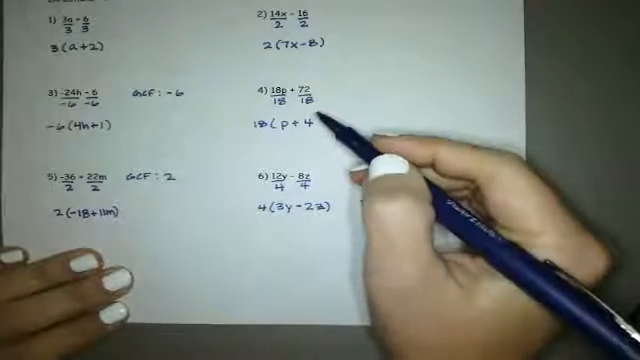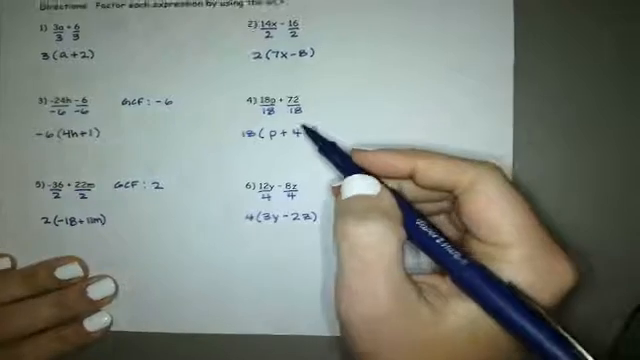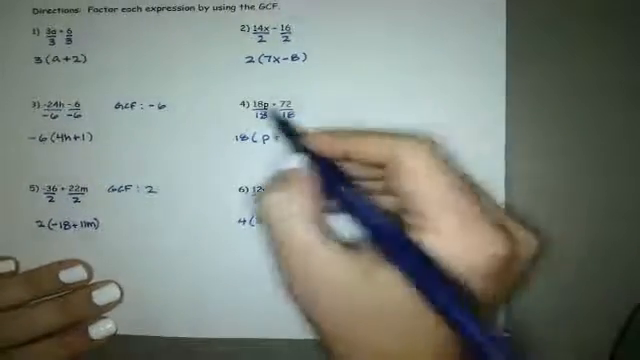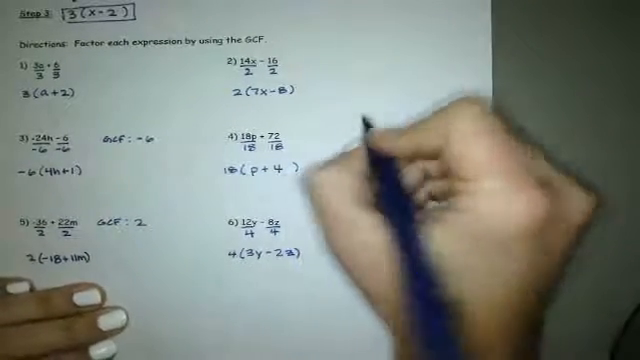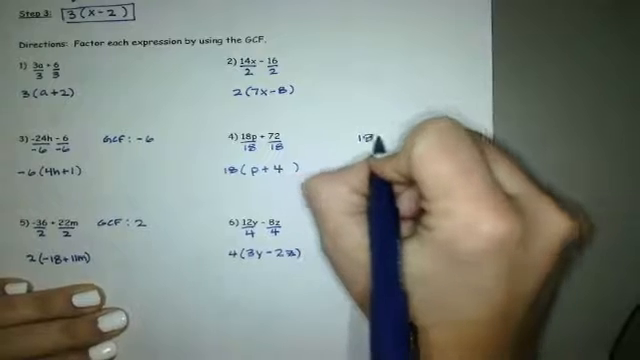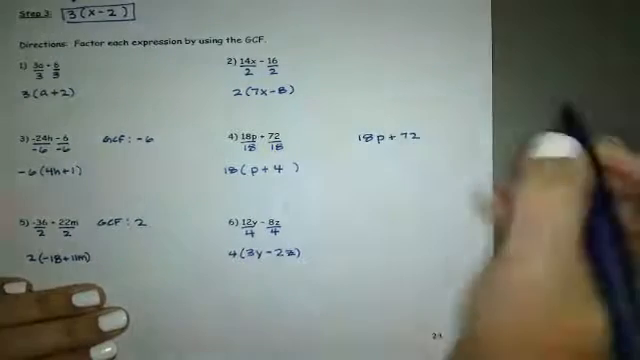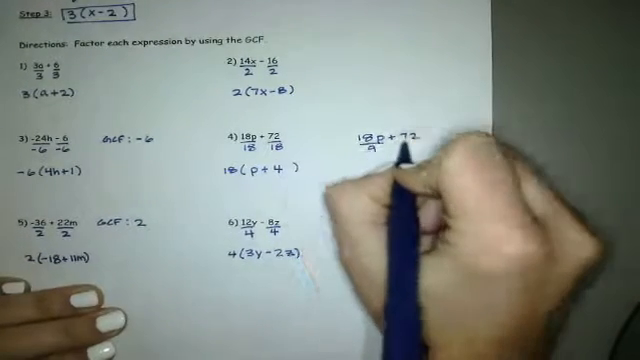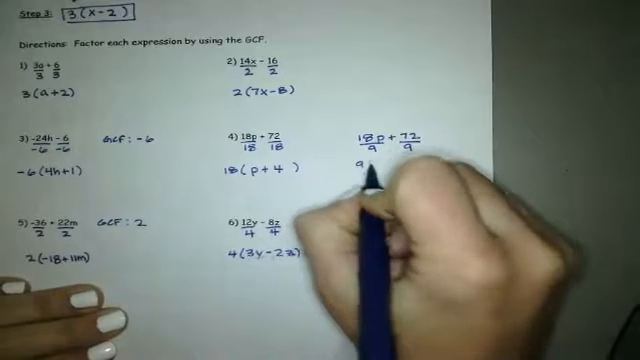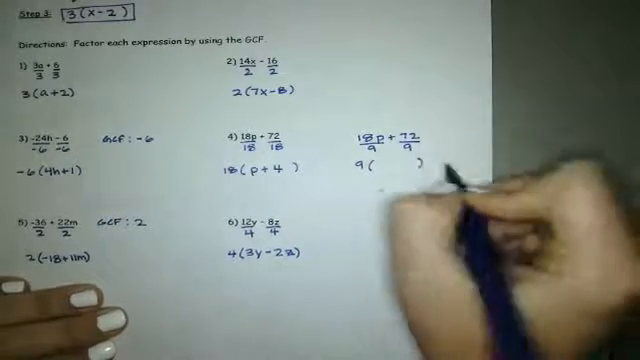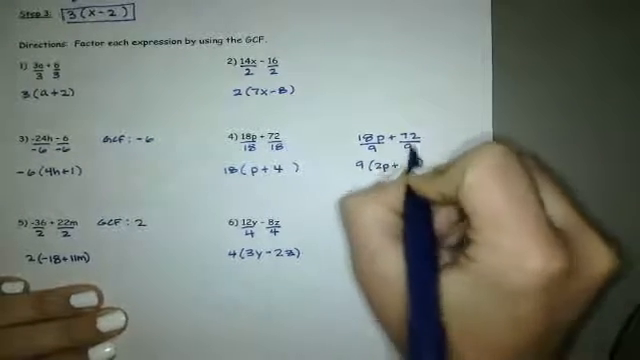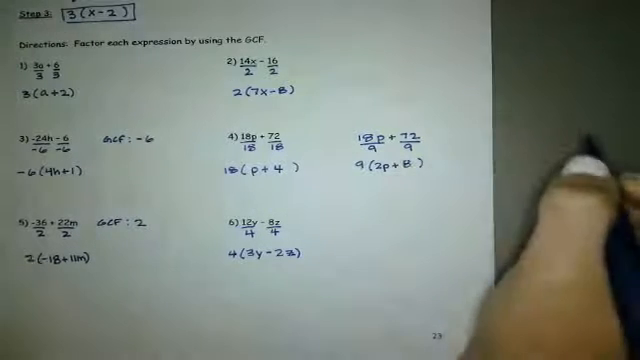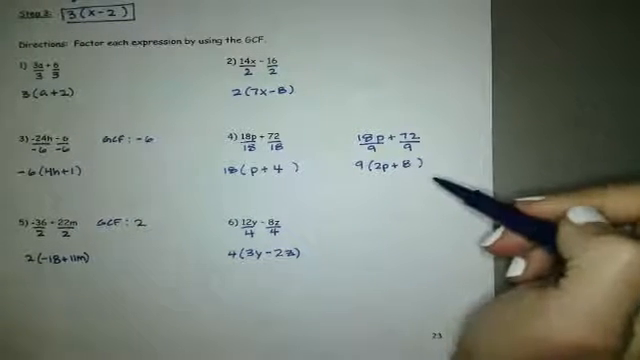Okay? Now, I want to go back to this one for a second because a lot of students look at 18 and 72, and they think the GCF is 9. Okay? So let's say that you were one of those students, and you thought the GCF was 9, so you did this. Okay? 18p divided by 9 is 2p, and 72 divided by 9 is 8.